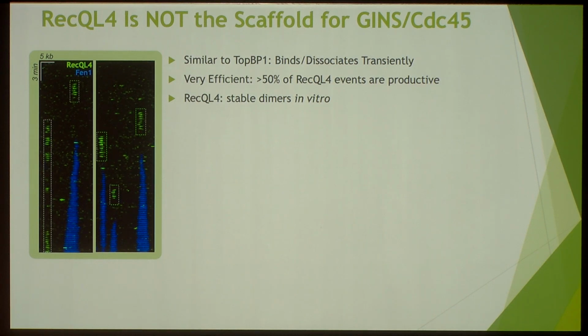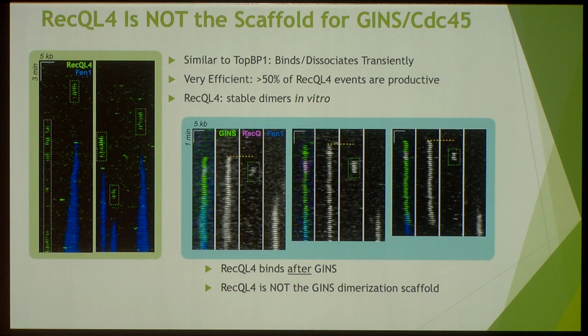And we did the killer experiment where we simultaneously visualized the recruitment of GINS and RECUL4, and we would expect them to arrive together. And to our great disappointment, we see that GINS, which is this green signal, always or almost always arrives first, and RECUL4 arrives later. And we see this for dozens of molecules. So we concluded that RECUL4 is not the dimerization scaffold.